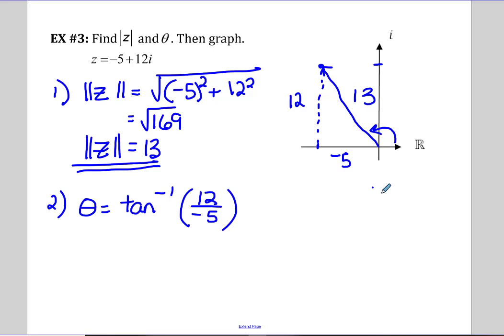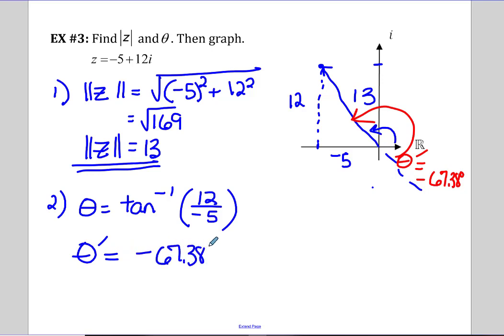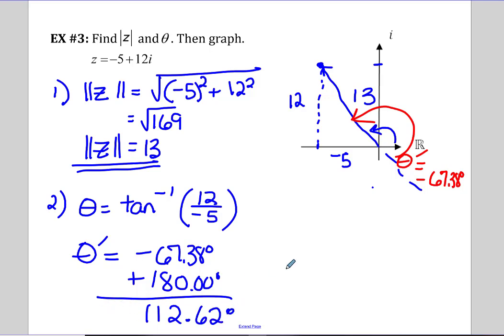So if our calculator gives us this answer here, this is our calculator answer, I'm going to call that theta prime, and it's -67.38 degrees. And I want to know where I am over here. I've got to add 180 degrees to that. So theta prime is -67.38, and we want to add 180 to that to put us back into the right quadrant, since our terminal point is over here in quadrant 2, and that's 112.62 degrees.